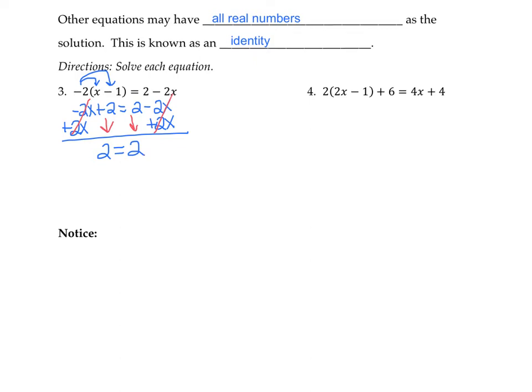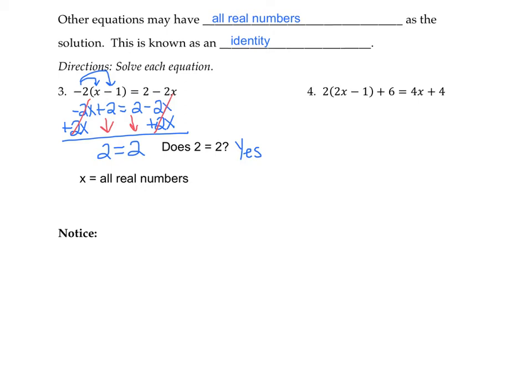Well, does 2 equal 2? Yes, it does. 2 equals 2. So whenever you have the same number equaling each other, your answer is x equals all real numbers. That means whatever number you put in, any positive, any negative, any fraction, any decimal, your left side of the equation will always equal your right side of the equation.